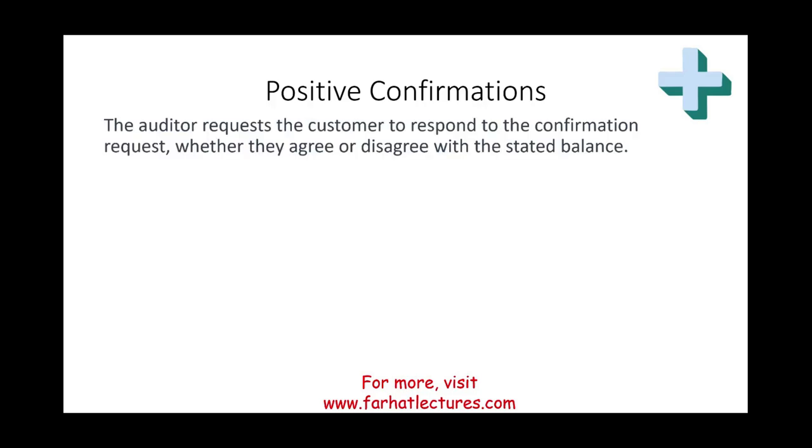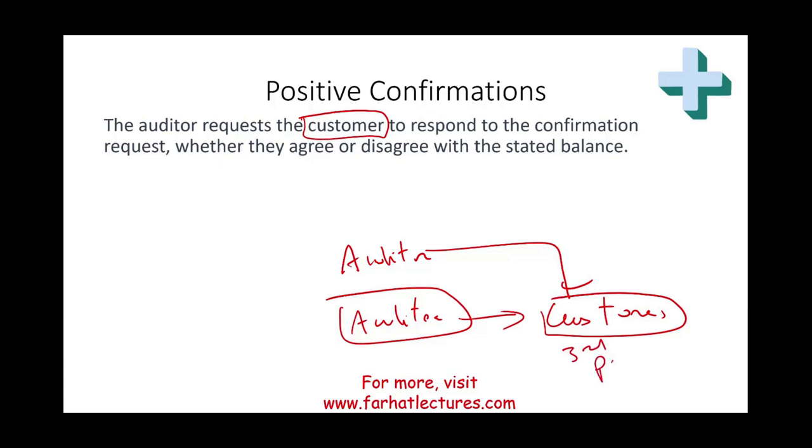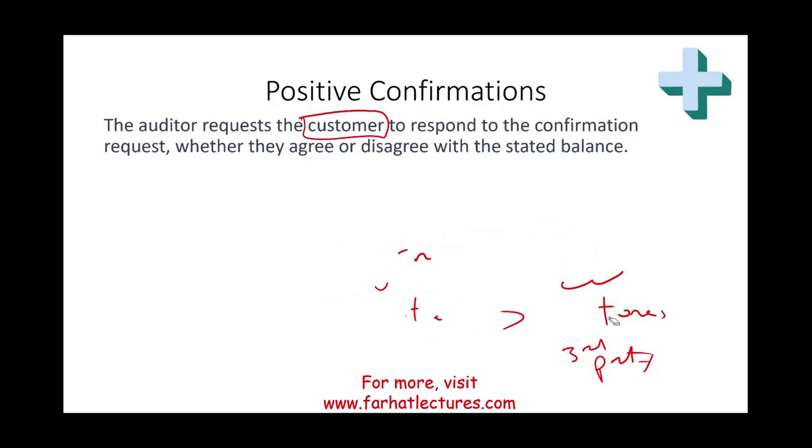Now, as I mentioned, we have more than one type of confirmation. We're going to start with positive confirmation. Here, the auditor requests the customer, meaning the customer of your customer. Remember, we have the auditor and we have the auditee, the company that's being audited. Then the auditee will have their customers, and we're sending the information to their customers. And that's why this group is a third party between the auditor and the auditee. That's why it's reliable.